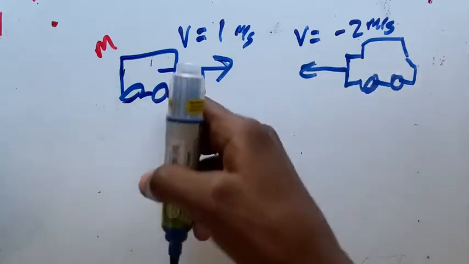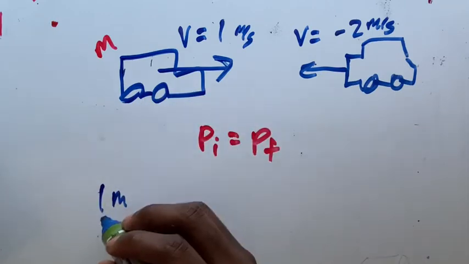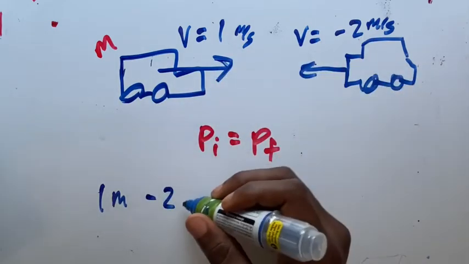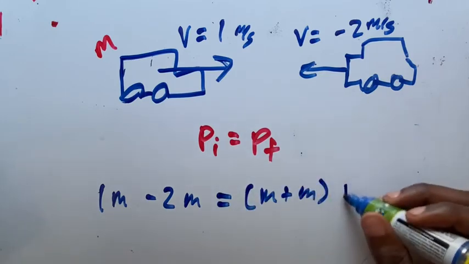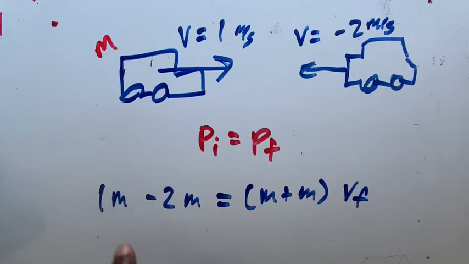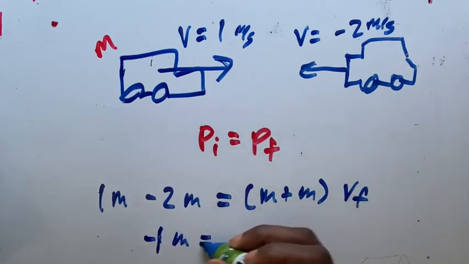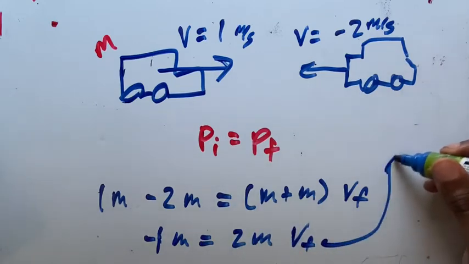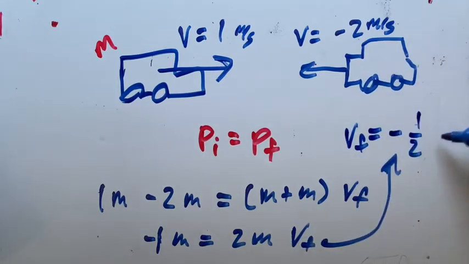speed-wise. So we have this momentum, so we're going to have mass times the velocity, which is 1, minus 2 times that mass, which is just m, going to be equal to m plus m, the final velocity. Well, now this gives us a negative 1, so it's going to be minus 1m equals 2m v final. So then the final velocity we get is basically going to be negative half meters per second.